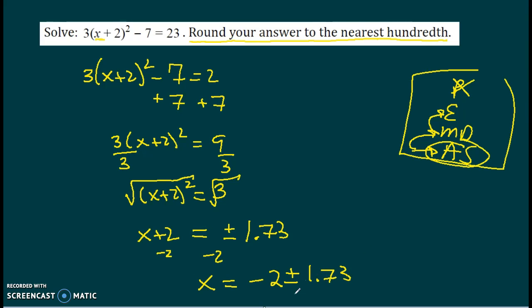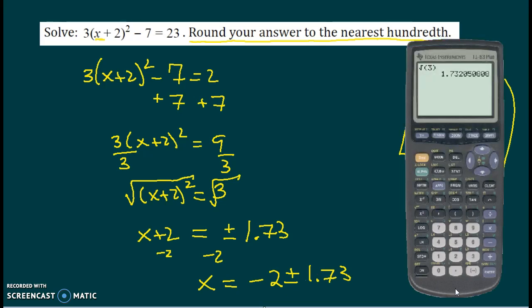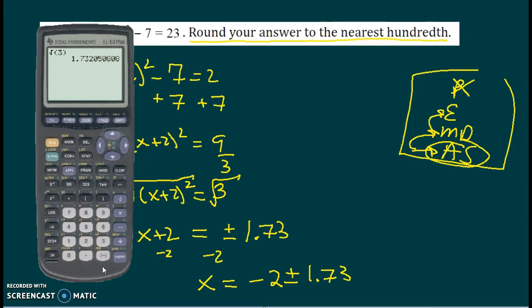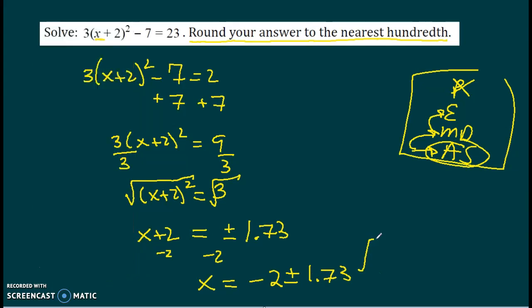But because these are decimals and stuff, I want to actually get those approximations. So there's 2 calculations I have to do. I have to do negative 2 plus 1.73. That's negative 0.27. So if I add these things together, I get negative 0.27.